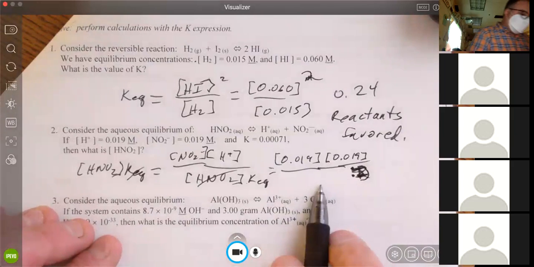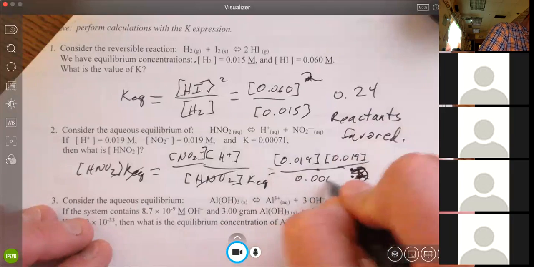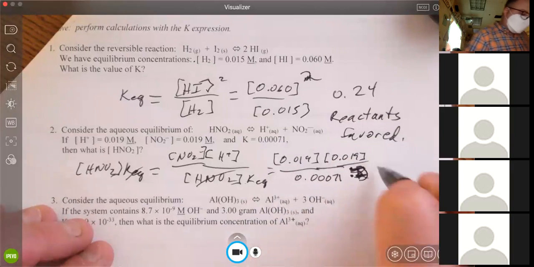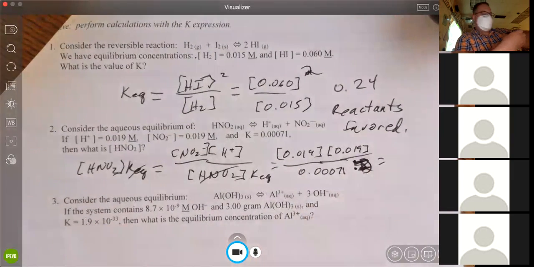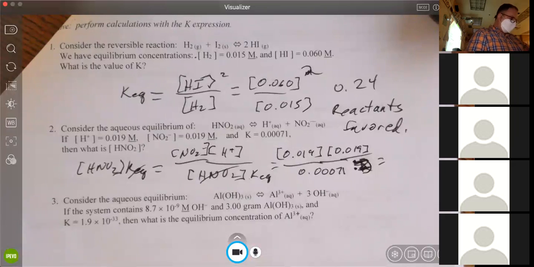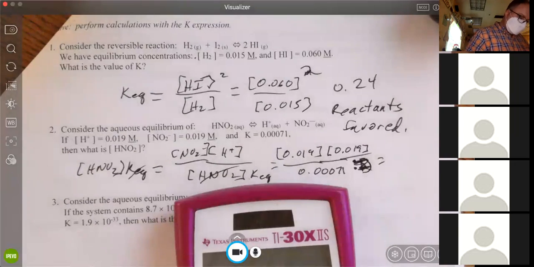And then we divide by the K. Let me ask you this, is the products or reactants favored for this reaction? Reactants? 0.0071 squared divided by 0.00071. It's the products because it's above one. No, wait, struggle bus today. What did I do? What happened?